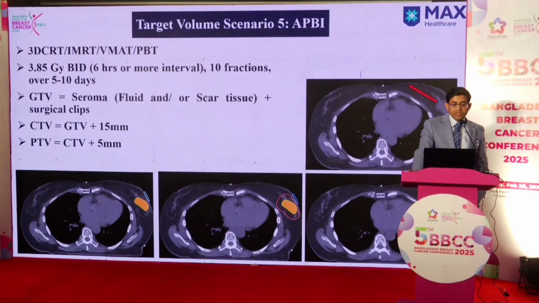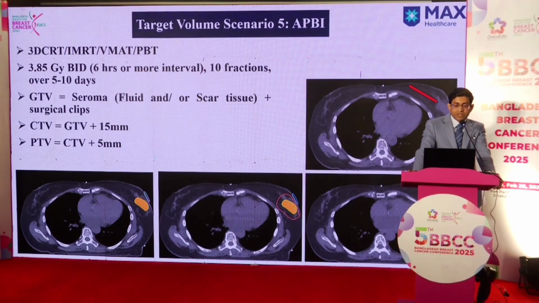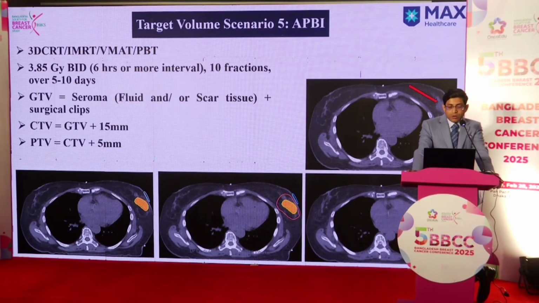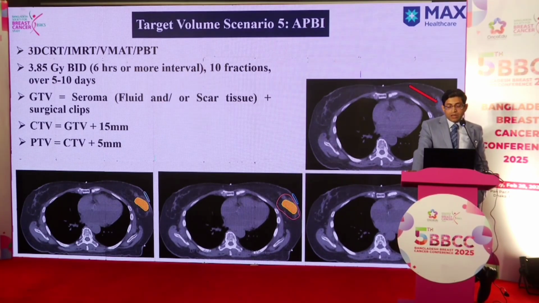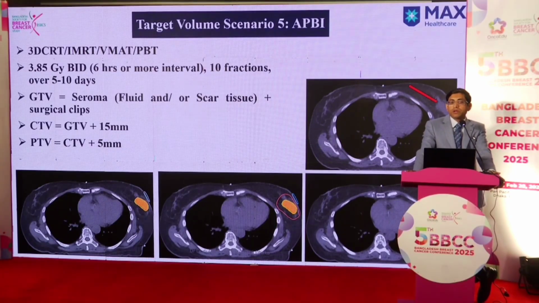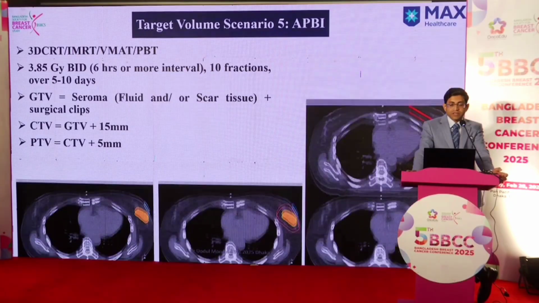Contour the GTV as seroma, which is the fluid and or the scar tissue, you can see here. Also contour all the surgical clips, give a 15 mm margin to create the CTV, and a 5 mm margin to create the PTV. Again, you have to edit the CTV and PTV from the skin by 5 mm. It's very important to have a daily imaging system to ensure that the treatment is directed to the correct place. Because this is such a precise treatment that even if the treatment is going wrong by 5 mm, there will be a higher risk of recurrence.